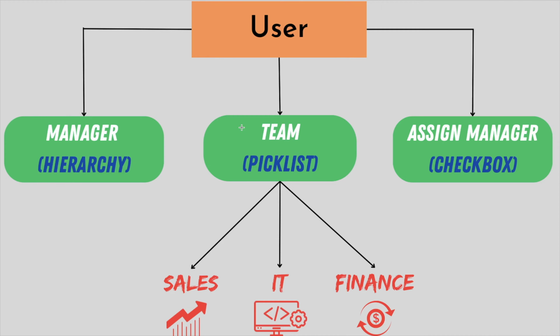Second field is Team, which is of picklist type and contains the values Sales, IT, and Finance. And third is Assign Manager, which is a checkbox type field and will be used to determine whether a manager should automatically get assigned to a user or not. So this is all about the data model.